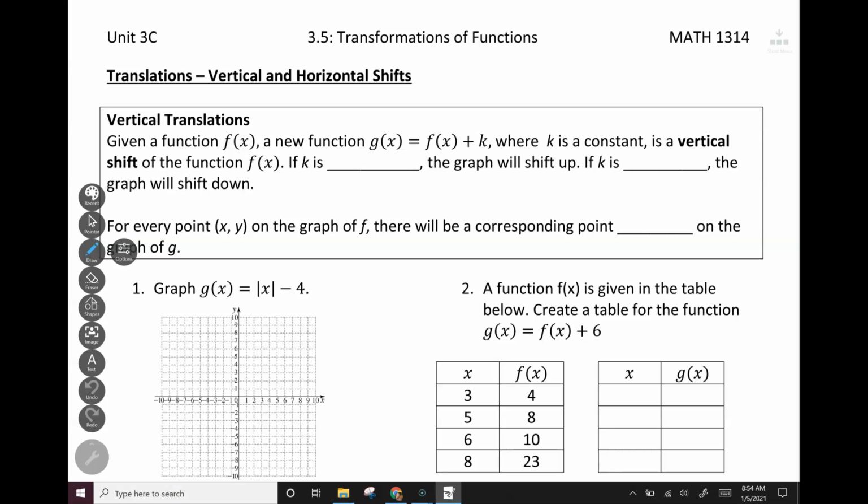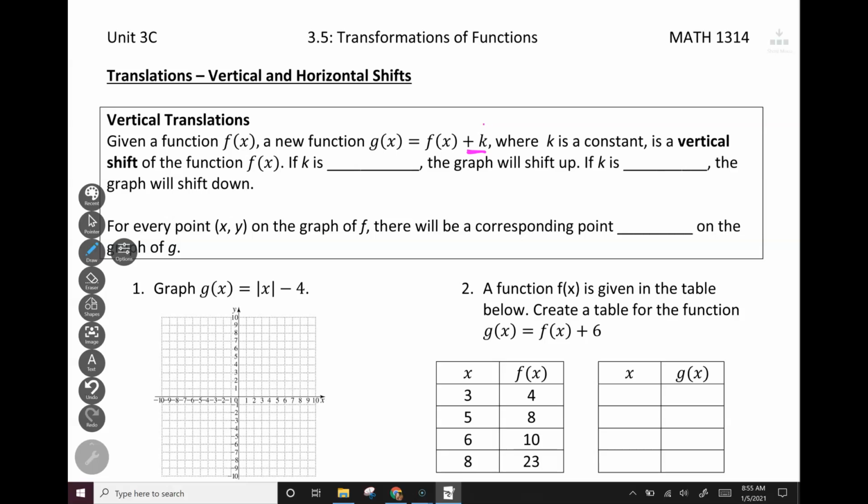Shifting up or down, that's vertical, right? So given a function f of x, a new function, g of x, equals f of x plus k. So you are adding a number to the outside of the function. Okay, so this number is going to usually come after the function, but it will never be inside of the operation that the function is performing. So it's going to be some number added after your function, where k is a constant, it's going to be a vertical shift of the function f of x.